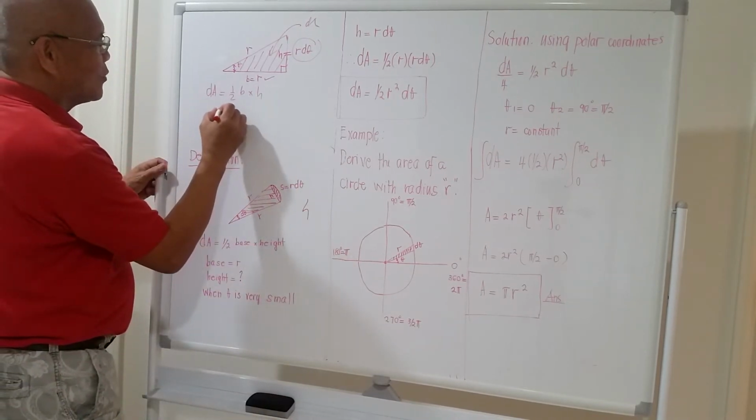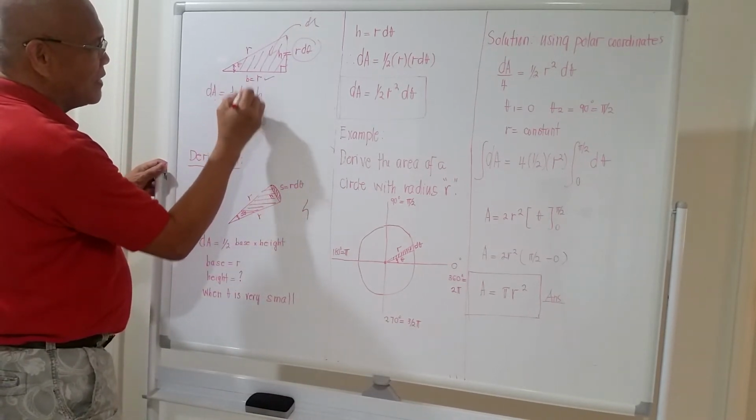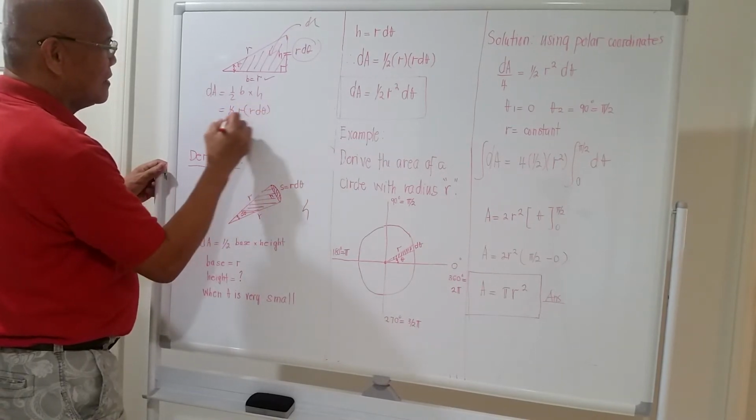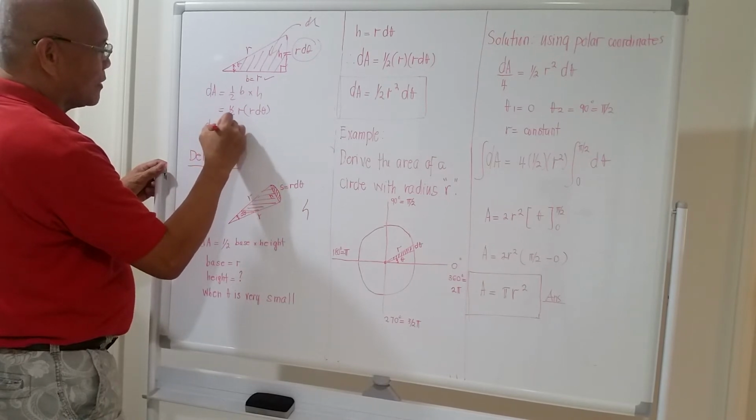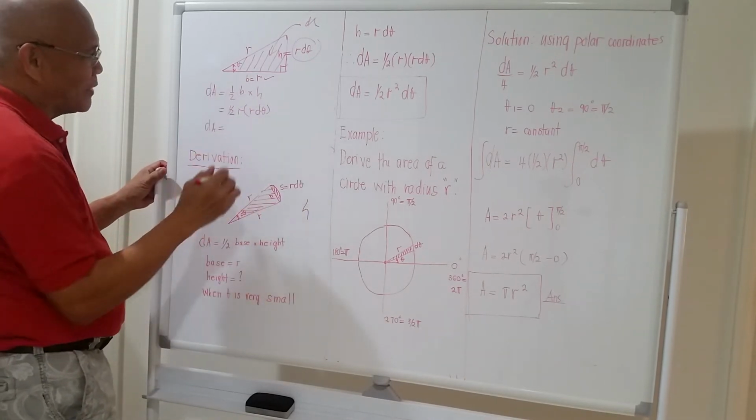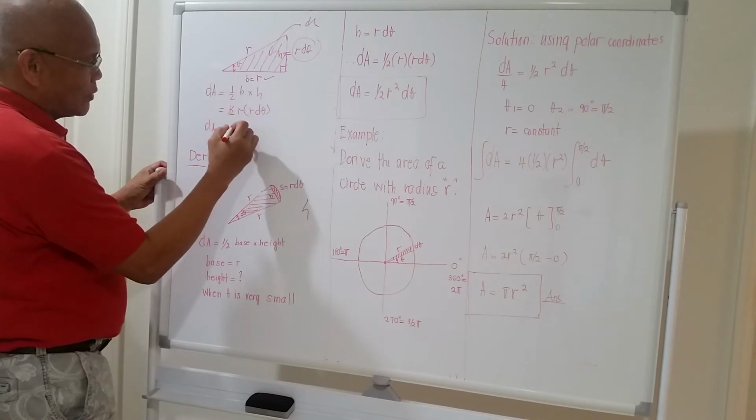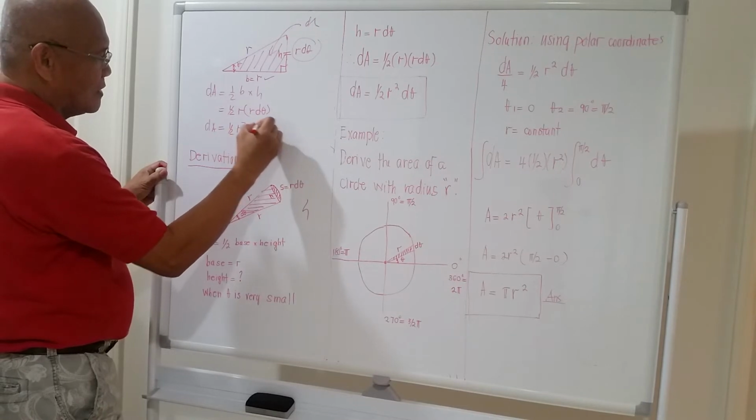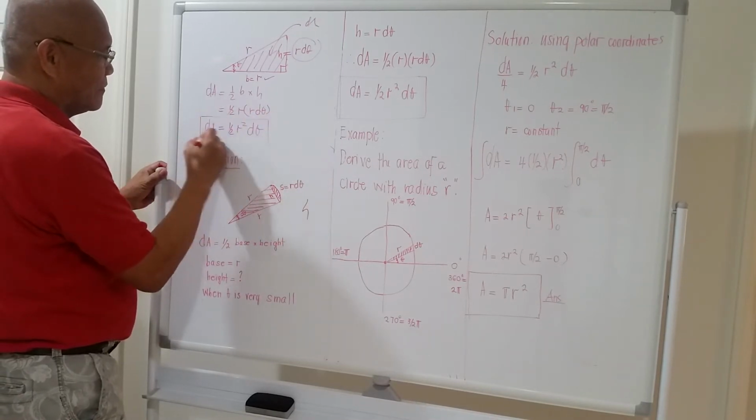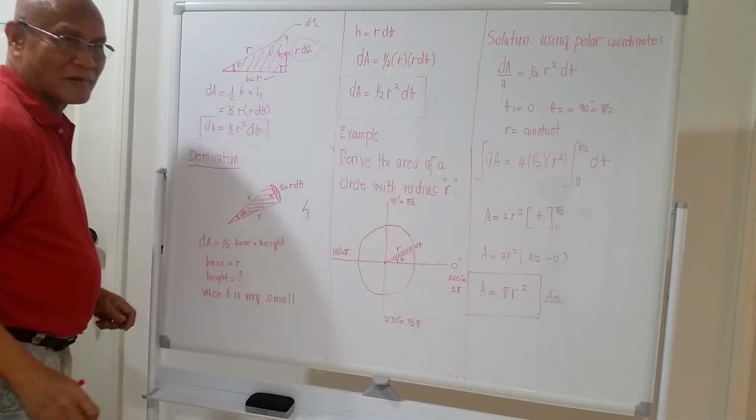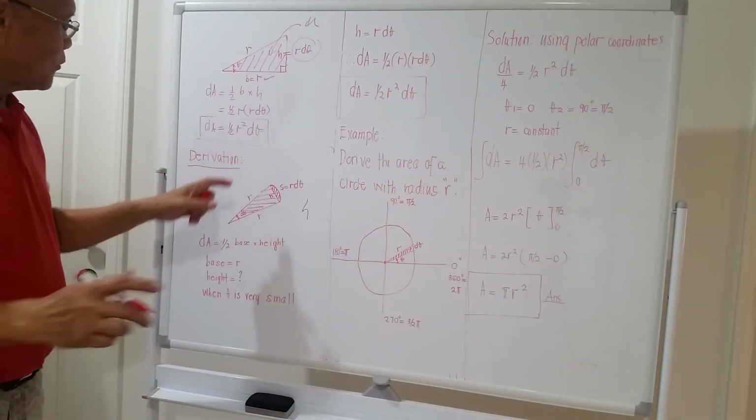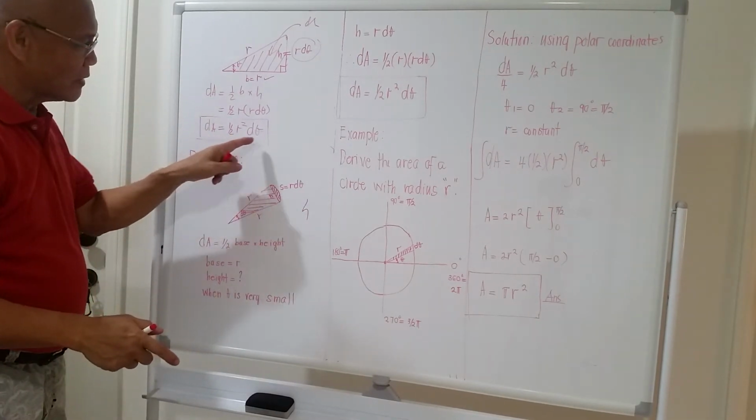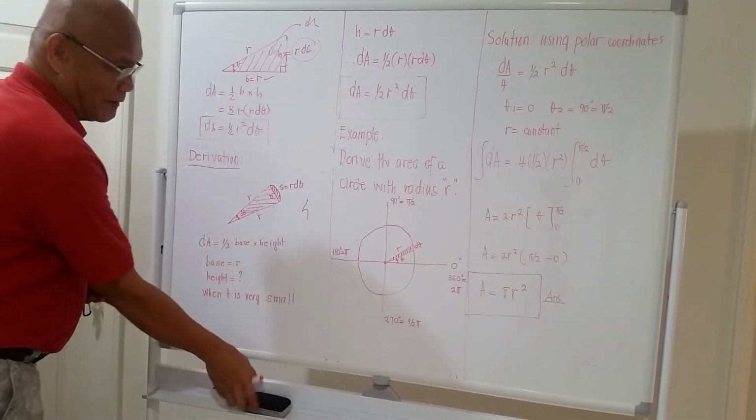So this will now be equal to 1/2. Base is r. H will be r differential theta. And differential area now for polar coordinates, sorry for that one. R times r is r squared. This should be 1/2 of r squared differential theta. That's the derivation of the formula. Differential area under polar coordinates is 1/2 of r squared differential theta. Oh, you got it, guys?